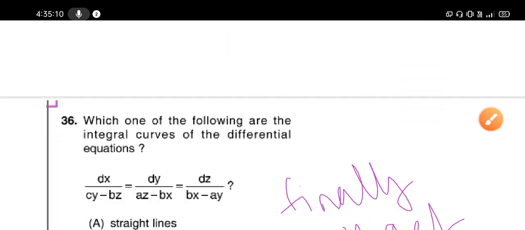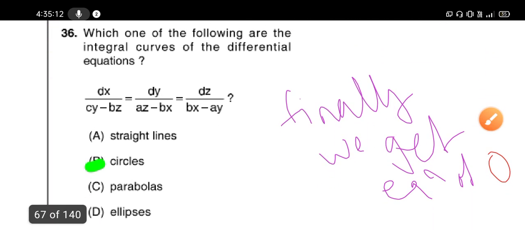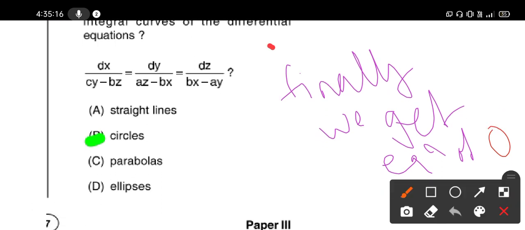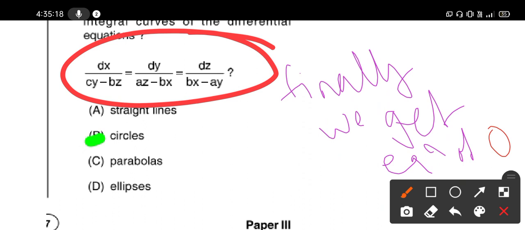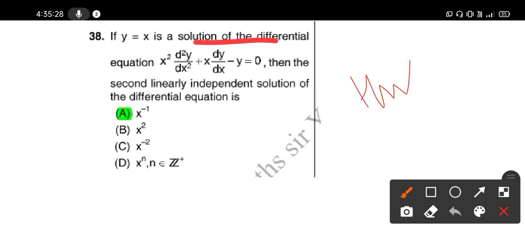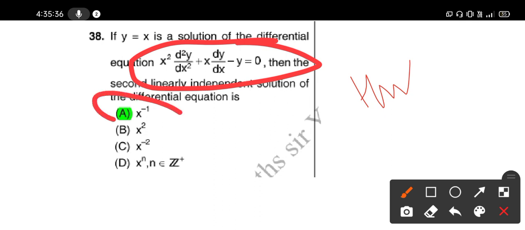Next question, which one of the following is the integral curve of the differential equation? You can check by Lagrange's method. Finally we get a circle. Next question, if y is equal to x is a solution of the differential equation x square d square y by dx square plus x dy by dx minus y equal to 0, find the second linearly independent solution of the differential equation. Option A is correct.